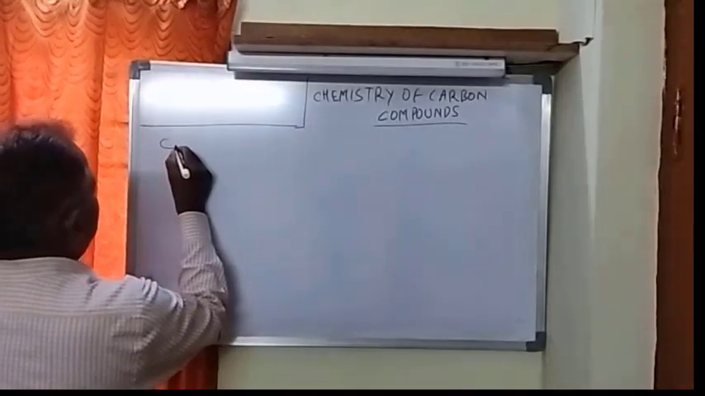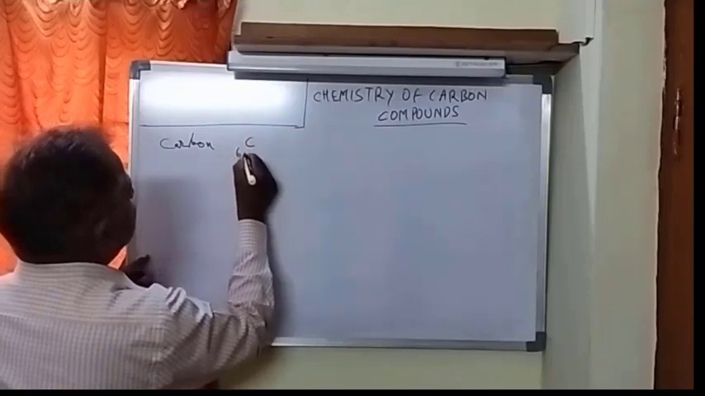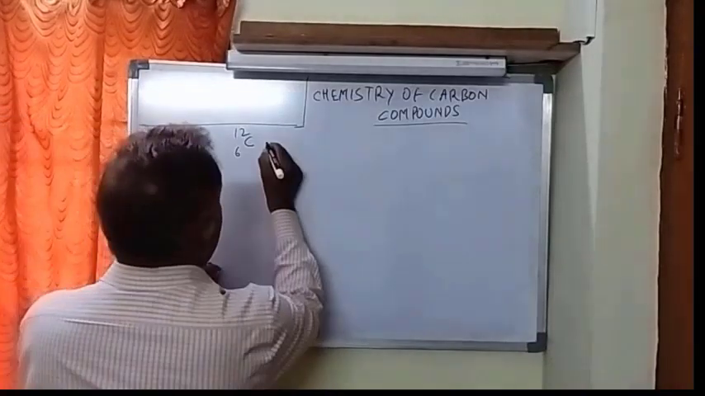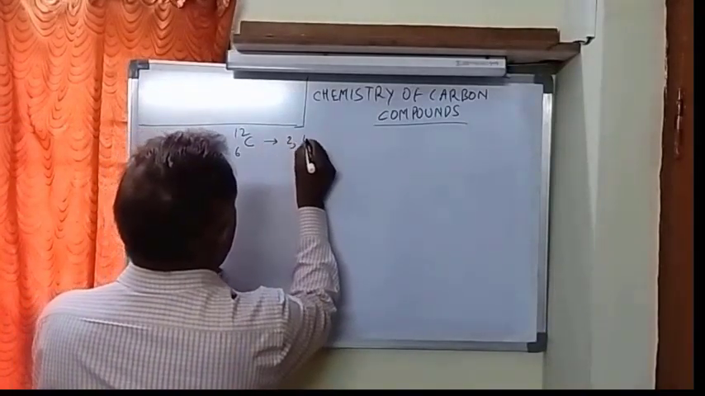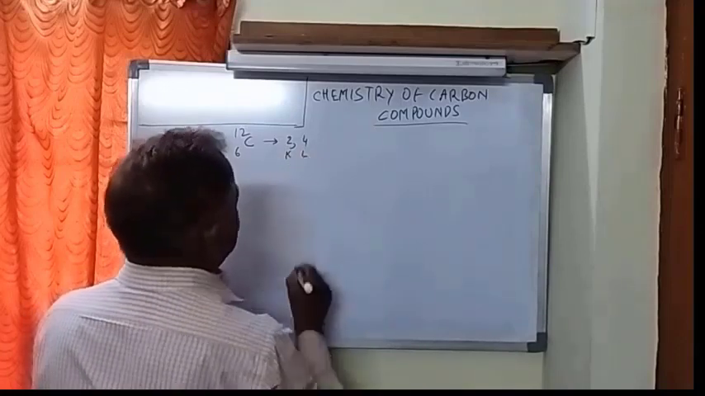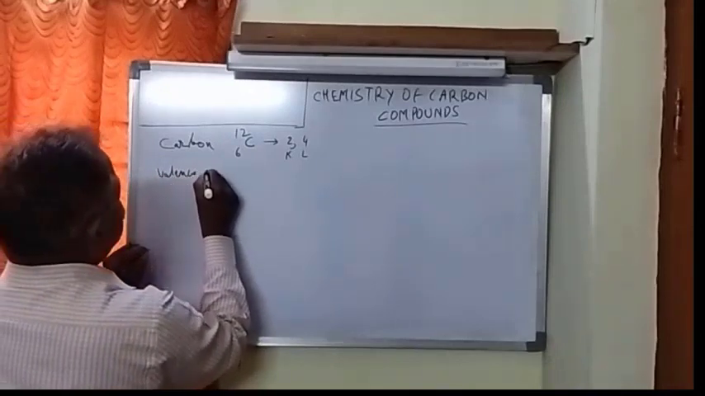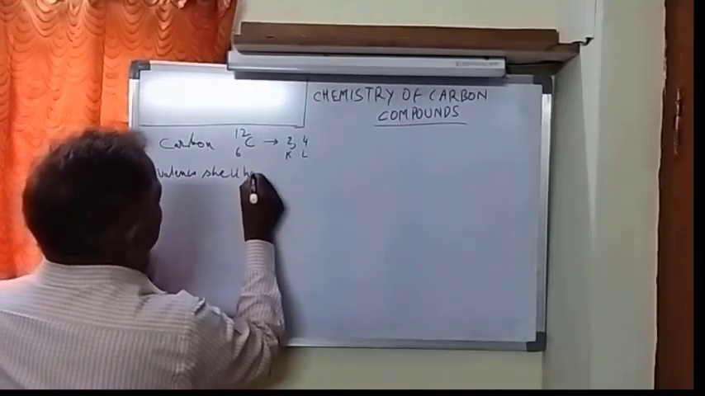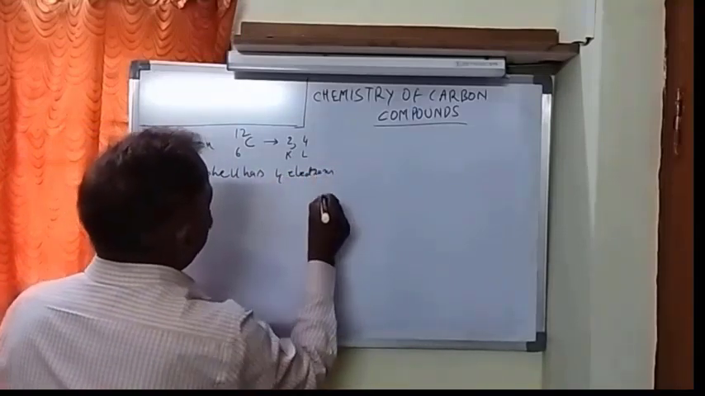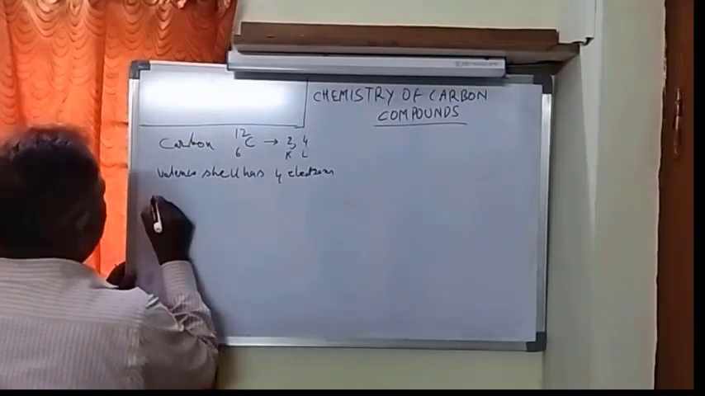Now, carbon: atomic number 6 and mass number 12. So with atomic number 6, it has a configuration 2-4. 2 electrons in K shell, 4 electrons in L shell. Therefore, valence shell has 4 electrons.